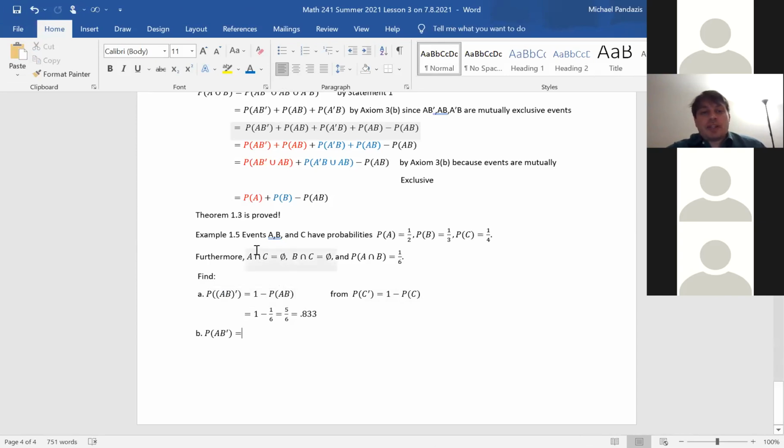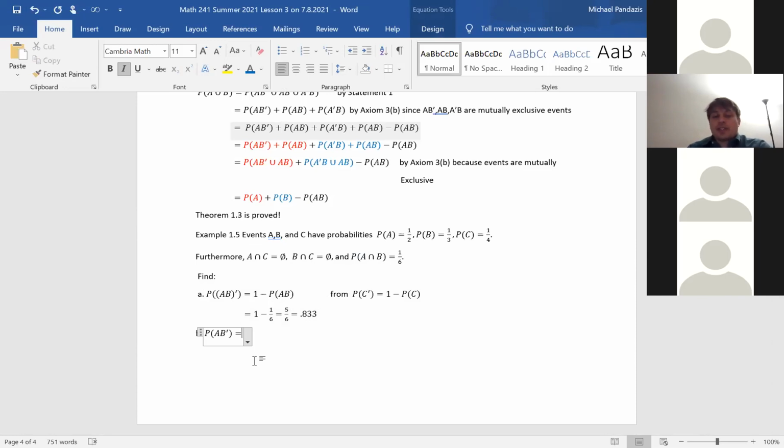Then what is P of AB? It's 1/6. AB is shorthand for A intersection B. You're given as an assumption that the probability of AB is 1/6, and so I just substituted. So it's 1 minus 1/6, which is 5/6. As a decimal, it's 0.833. Thanks, that makes sense. You're welcome.